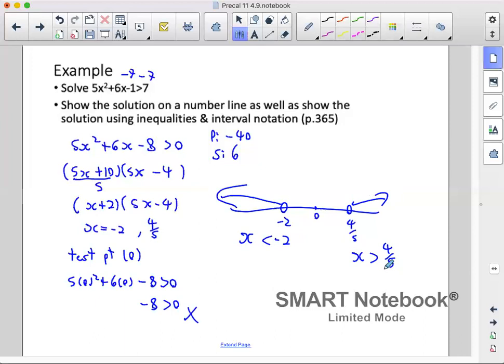Now, if we use interval notation, this would be written as going from -infinity to -2. And this one would be written as 4/5 to +infinity.